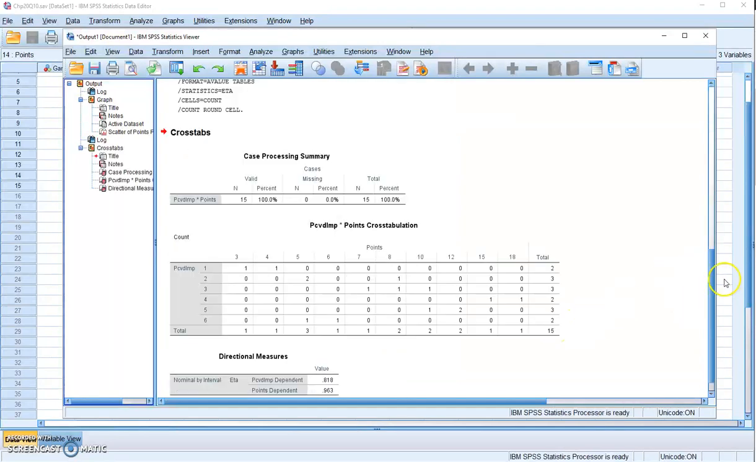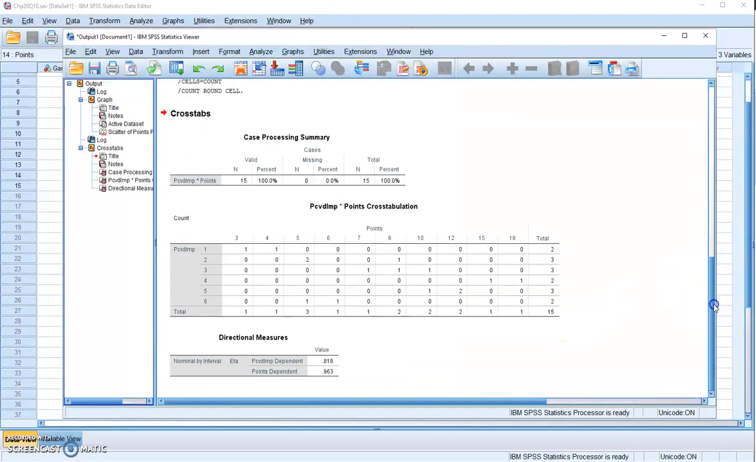And you can see that you're given an output. The first is the summary. You have 15 observations. And then the second table here, you have the perceived importance as the rows, and the number of points per game going into the columns. The last table gives you the measure of Eta.